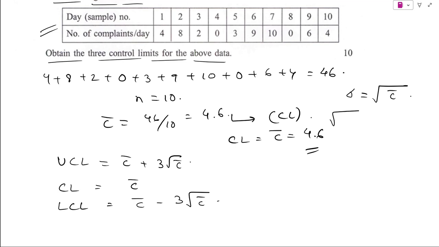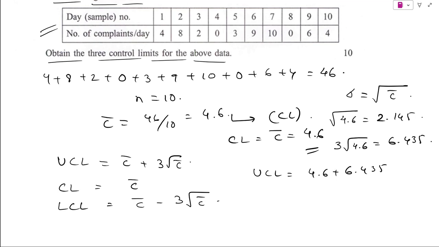Therefore, root of 4.6 is approximately 2.145. So 3 into root 4.6 is 6.435. Now calculate the upper control limit. UCL is 4.6 plus 6.435, so this is 11.035. So UCL is near about 11.04.